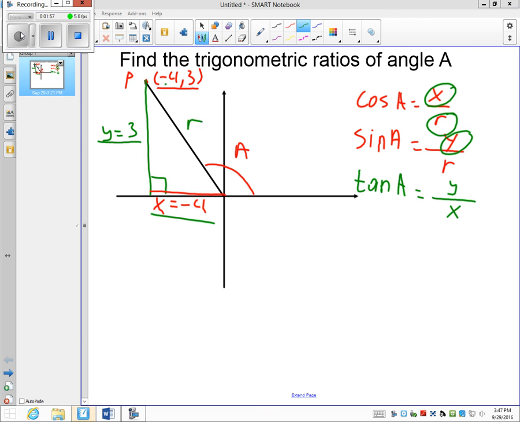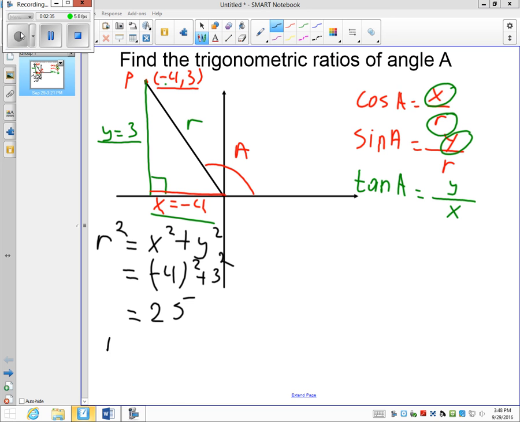r is the hypotenuse of the triangle created here. So we're going to use the Pythagorean theorem to figure out the value of r. The Pythagorean theorem says that the hypotenuse squared equals the sum of the squares of the other two sides, so x squared plus y squared. Let's plug in the information that we have. x is (-4) squared, use the brackets there, plus 3 squared, and that will give us 25. Let's take the square root of both sides to isolate r, from where we get r equals 5.